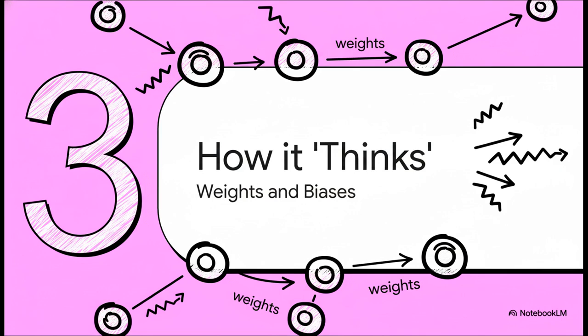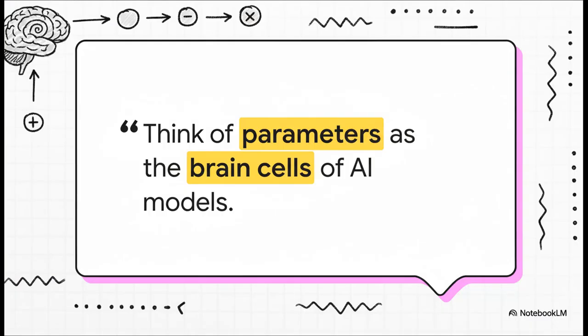Well, the secret lies in those parameters we talked about at the beginning, the weights, and another really important piece called the bias. I love this quote from Analytics Camp. It says to think of parameters as the brain cells of AI models, and it's so true. When we say an AI is learning, what's really happening is it's just tweaking and tuning these millions of little weights and biases to get better and better at a task. This is where the knowledge is actually stored.